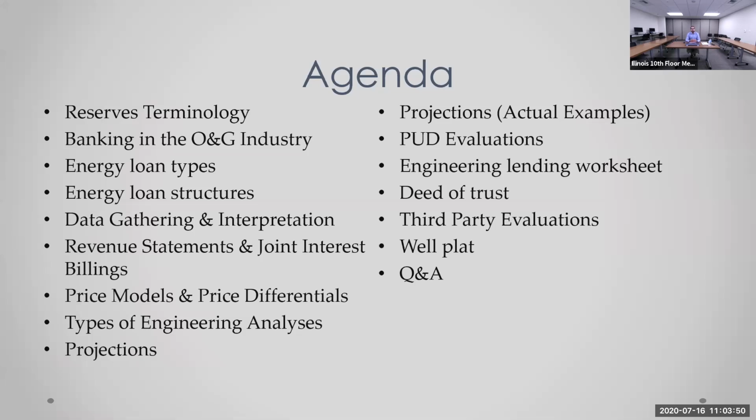Once we are familiarized with the business side, I would say, of the banking and oil and gas, we'll look at data gathering and interpretation, and that's essentially going into the engineering side. So we'll look at what kind of data we need to gather and how do we look at it, how do we evaluate that data. Then we'll look at revenue statements and joint interest billings. For legal purposes, I have pretty much examples out of everything that are here on the agenda that we'll talk about. But for legal purposes, I could not disclose any revenue statements or joint interest billings, but I will go through what we need to look for, how do we look for it, and what's the significance of all the numbers that we look at.